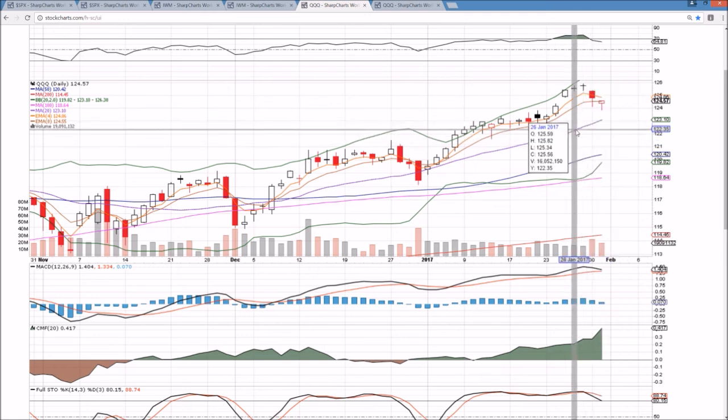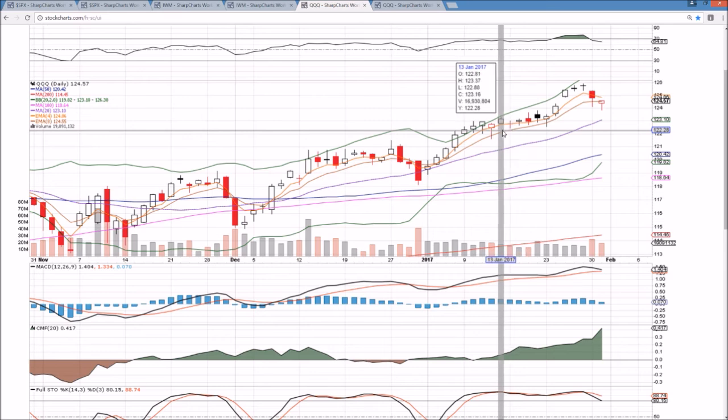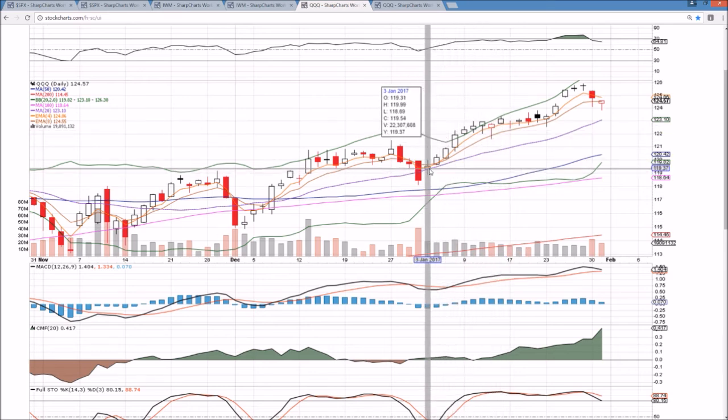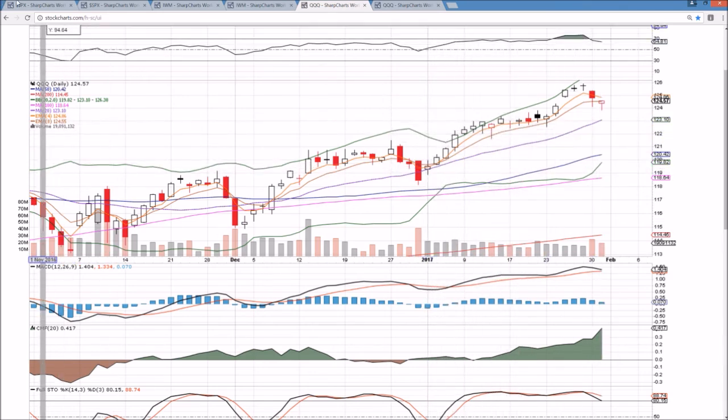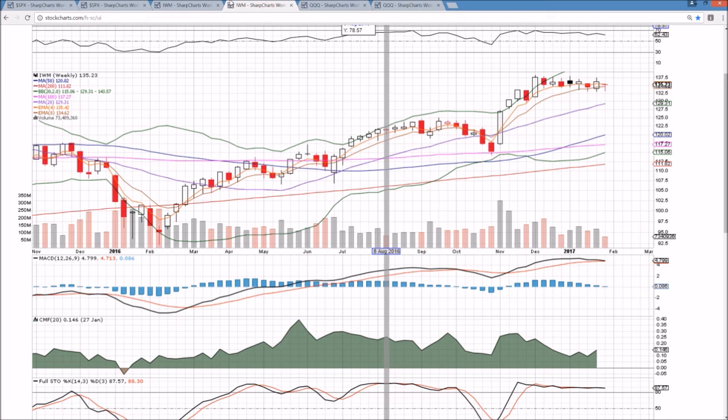So QQQ is still the strongest, as we have not even touched the middle Bollinger Band in 2017. And actually we did the first day, but other than that we have not. S&P 500 is in the middle, and then IWM bringing up the rear as the weakest, but even the weakest still very strong on the weekly time frame.